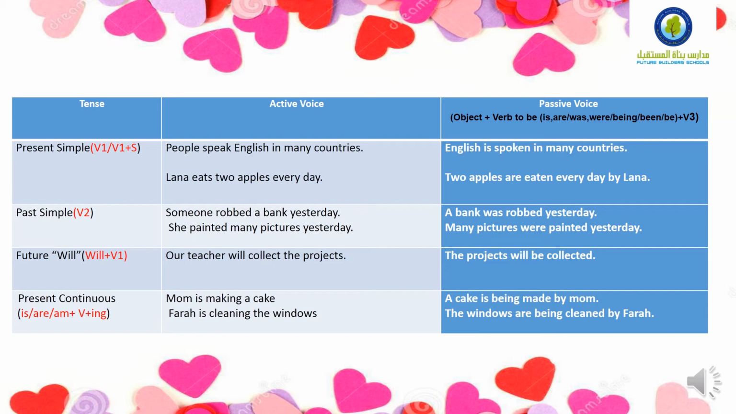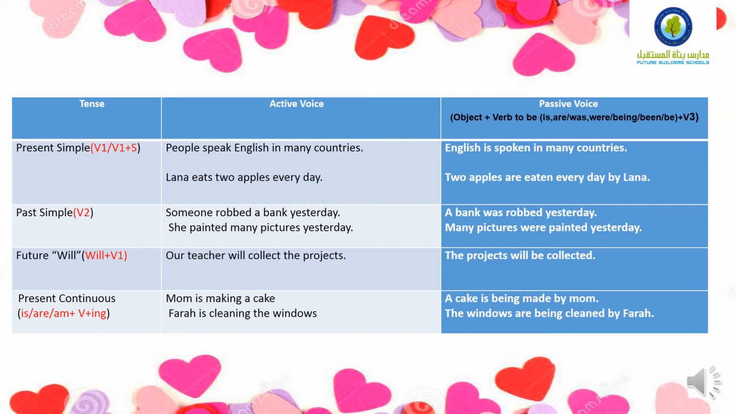Now for future, will plus verb 1. If you have will plus verb 1 in the active, how to make it into passive? For example, our teacher will collect the projects. So you bring the O اللي هي after the verb, or it's not necessary to be after the verb. يعني it should talk about something you do. Now collect what? Collect the projects. تجمع المشاريع. So projects, the O.